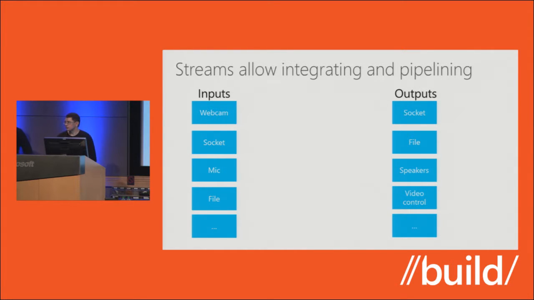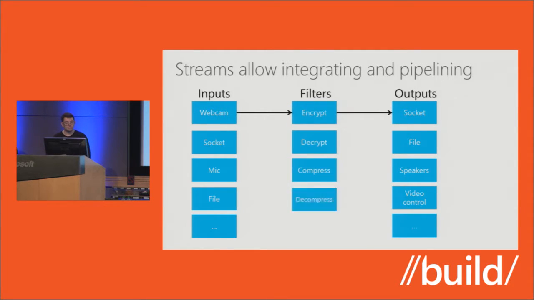There's a set of things that are input streams, like cameras, microphones, sockets and files. There's a set of output streams, which are sockets and files, but also things like speakers and video controls. They all speak the same terms of input stream, output stream, random access stream, that kind of thing. This makes it easy to take input from a webcam and stick it into a socket, or take information from socket to file, or whatever.